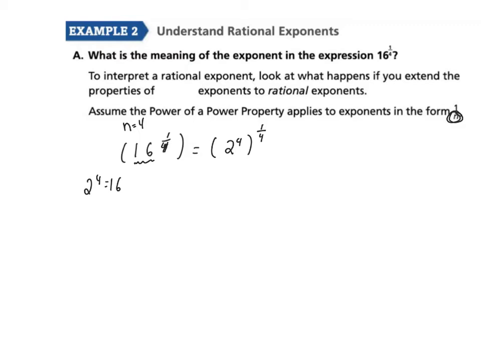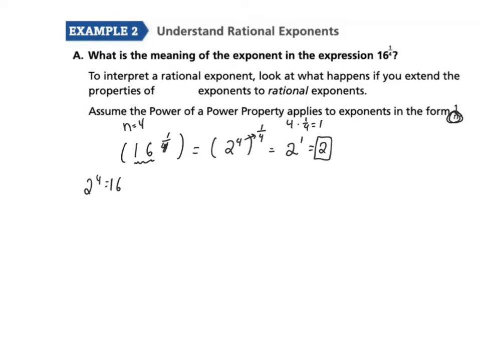Now, when you raise an exponent to an exponent, we multiply them. So 4 times 1/4 gives us 1. Therefore, when we raise 2 to the fourth to the 1/4, we just get an answer of 2 to the 1, or just 2.